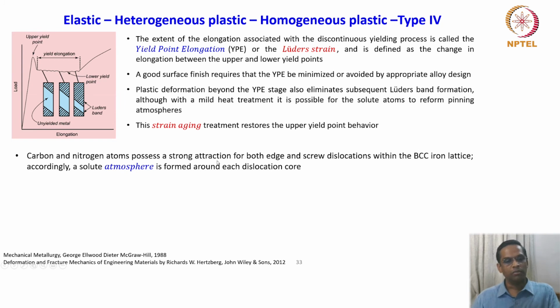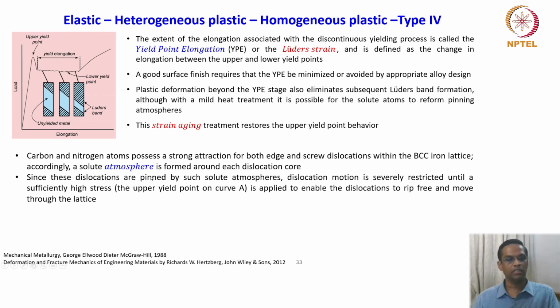Carbon and nitrogen atoms possess a strong attraction for both edge and screw dislocations within the BCC iron lattice. Accordingly, a solute atmosphere is formed around each dislocation core. Since these dislocations are pinned by such solute atmospheres, dislocation motion is severely restricted until a sufficiently high stress, that is the upper yield point on curve A, is applied to enable the dislocation to rip free and move through the lattice.